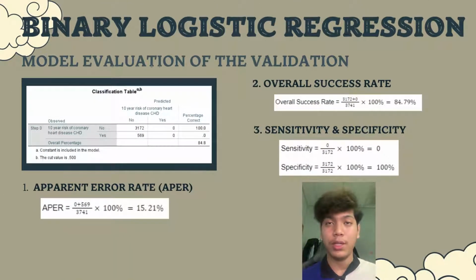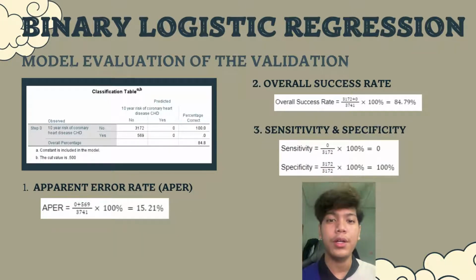Okay, next we move to the model evaluation of the validations. There are classification tables, and we begin with 3 calculations. The first one was the apparent error rate, which is APER, and we conclude that 15.21% in this study were misclassified, which is less than 20%. Therefore, we can conclude that the model is good.